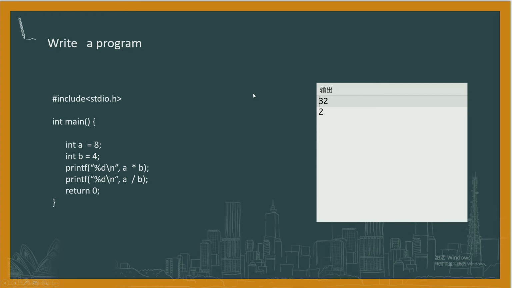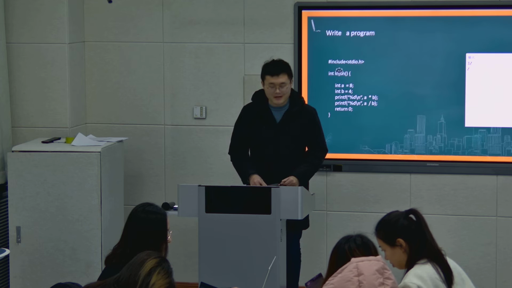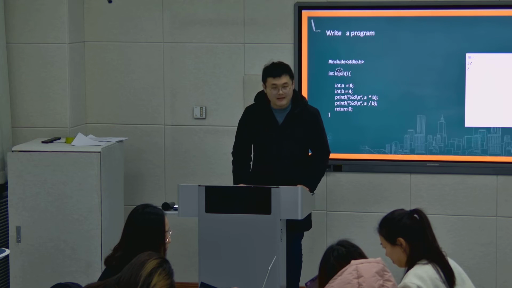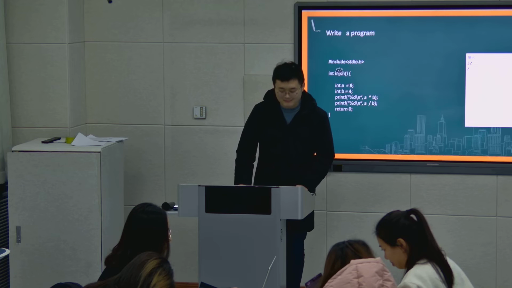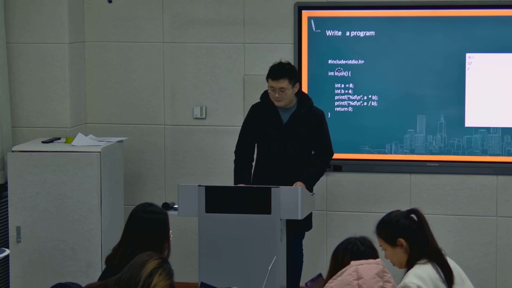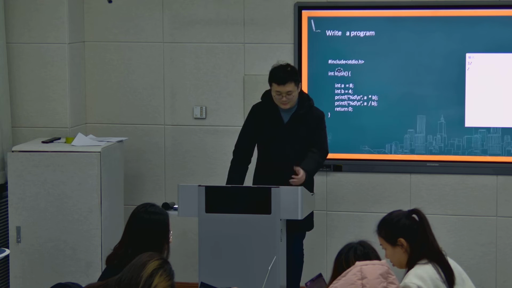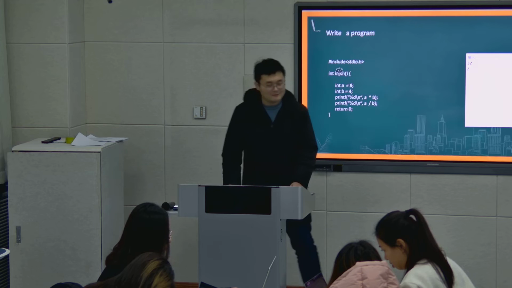So here is multiply and divide, and you can see a multiply b equals 32, and a divided by b equals 2. That is 8 divided by 4 equals 2, right? So I think you are more practical, right? And you can just print 2 lines, right? Use the \n, right? And try it. I hope you can make it.